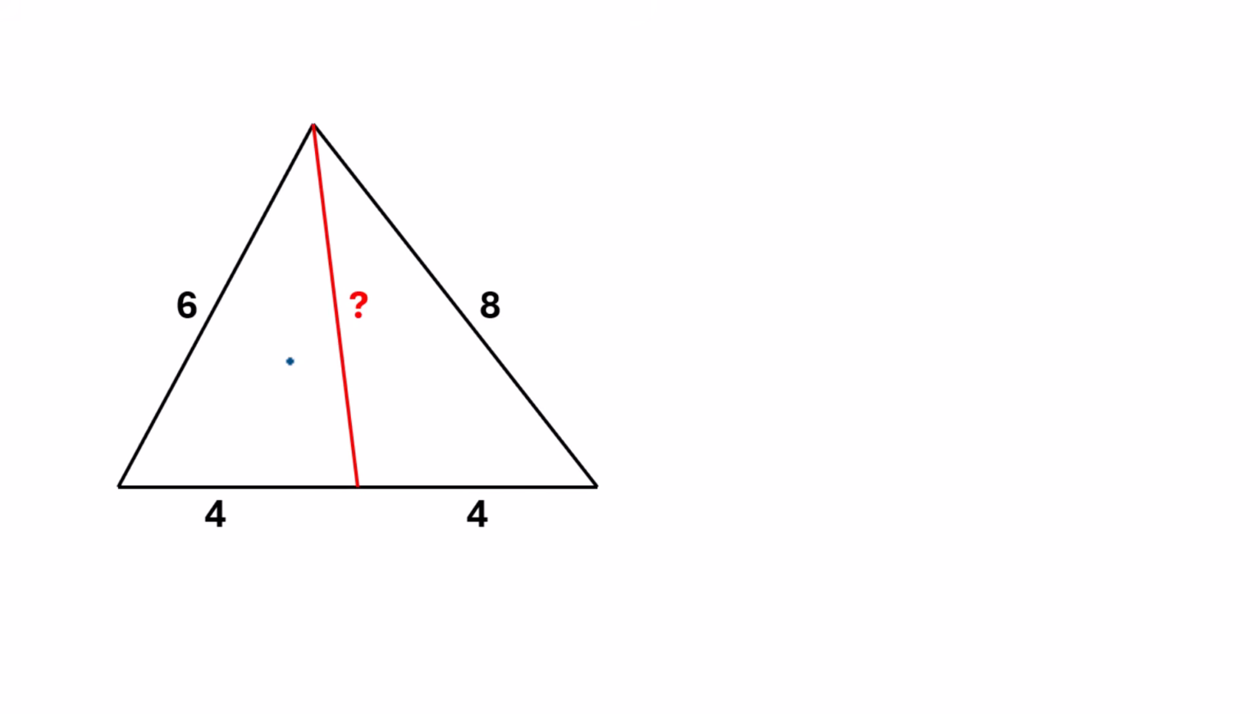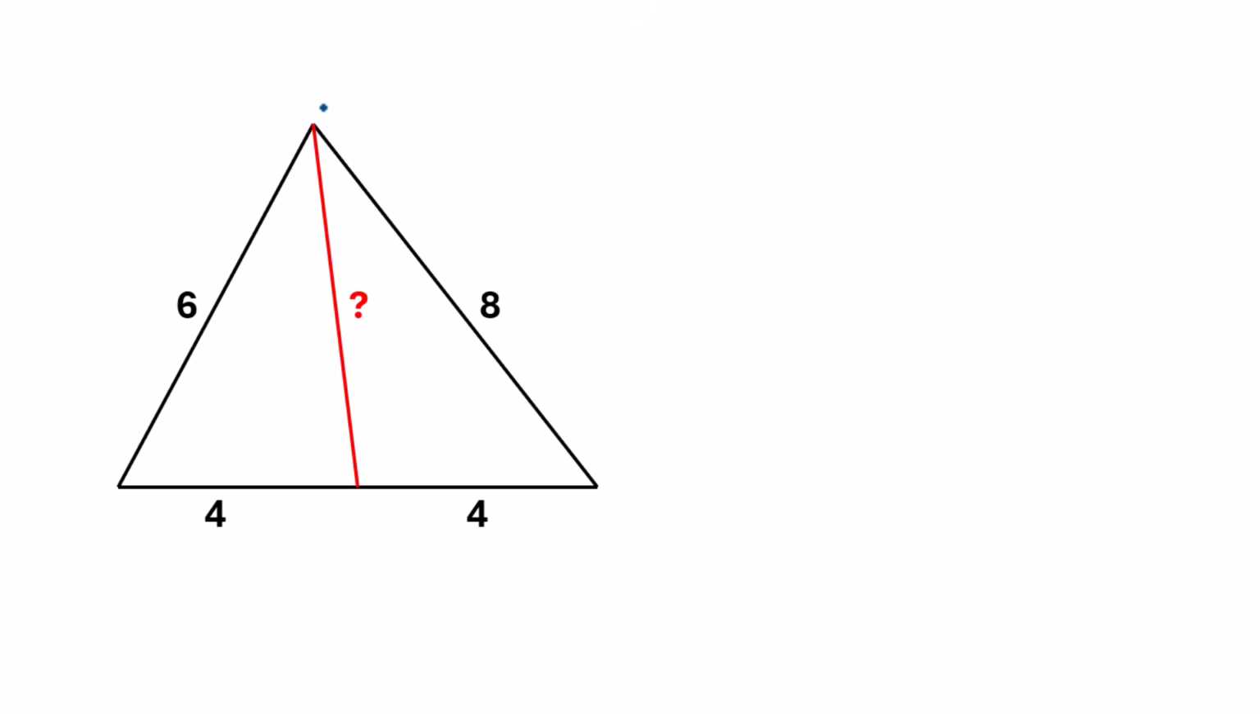Hello everyone. In this video, I am going to solve a nice geometry problem. We have a triangle. The length of this side is 6 unit and this side length is 8 unit. And this red line is a median of this triangle, which divides it into two equal parts. The length of this part is 4 unit. We have to find the length of this red line.